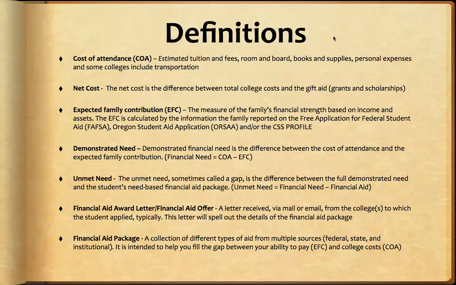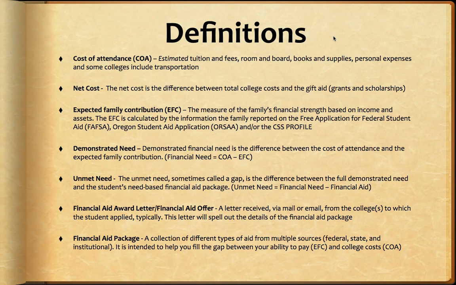the particular school. Schools are required to publish this information. Unfortunately, though, it's not all in the same place. So you may have to look at it. The net cost, that's the difference between the total college costs, the cost of attendance, minus grants and scholarships. So minus all of the good stuff. Definitely want to get as much of that as possible.